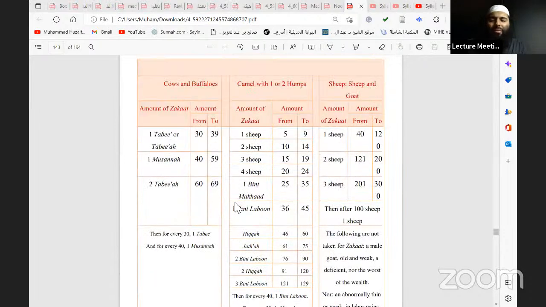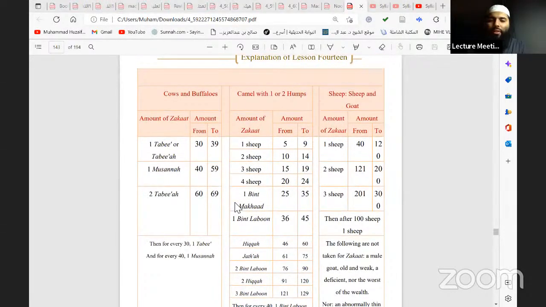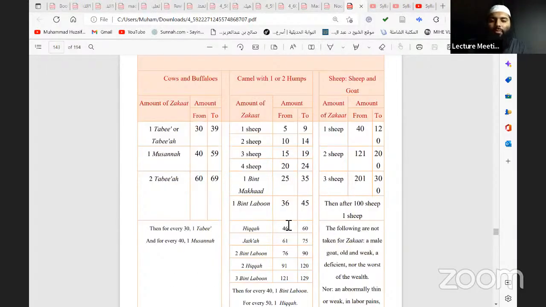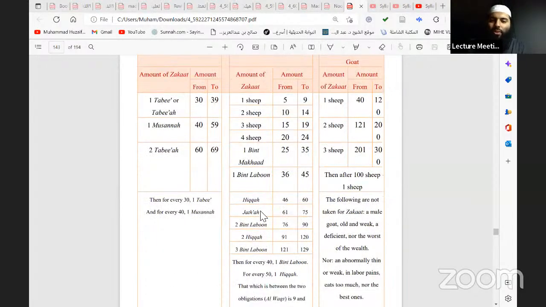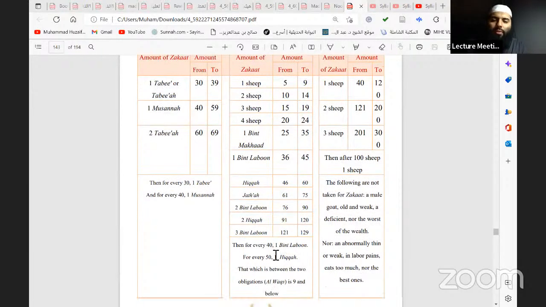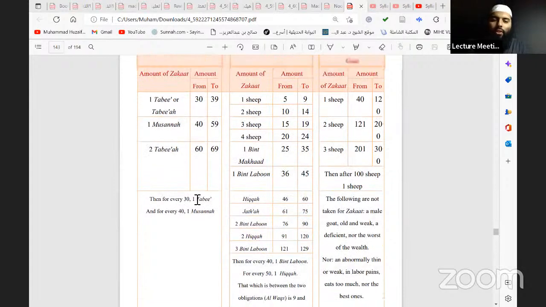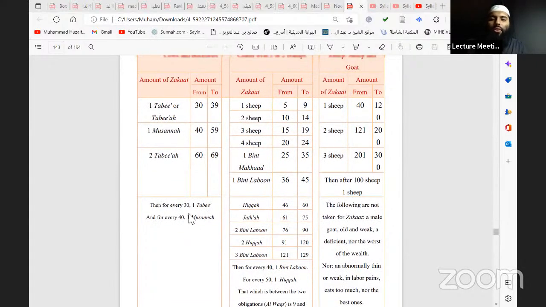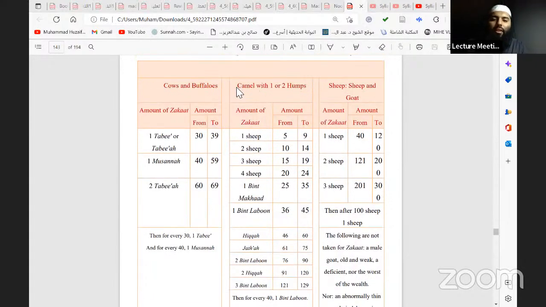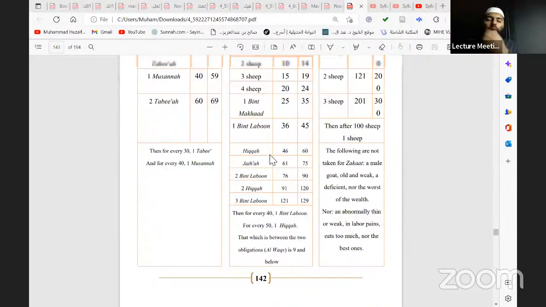For the homework, I'm just going to focus on the camels because it's quite a lot. So I'll drill that into you a bit more. But obviously, the concept of the 40 and 50 is the same for the cows, except it's 30 and 40. So I'll just drill the camels into you.